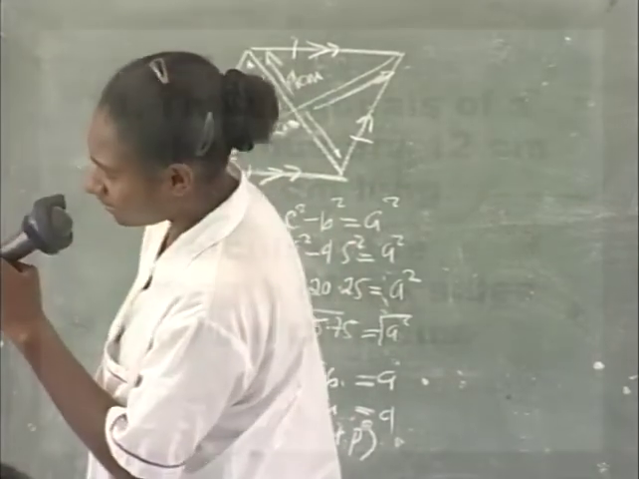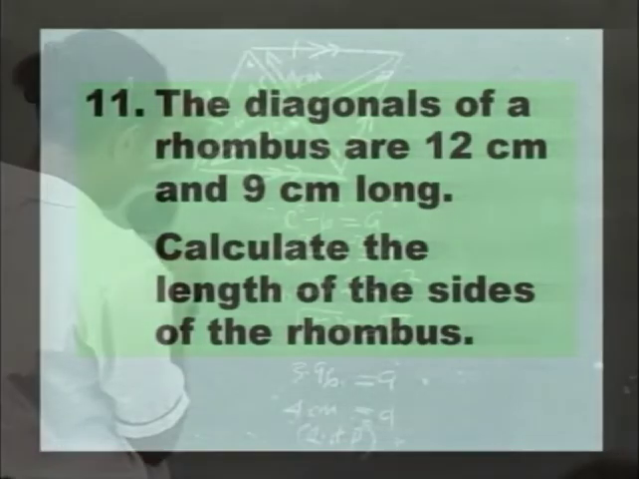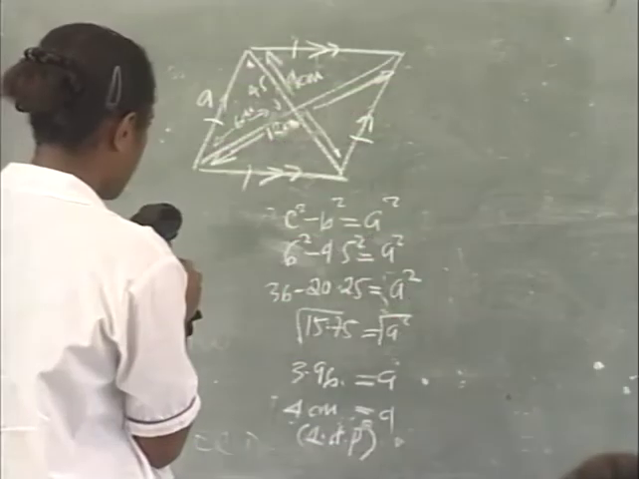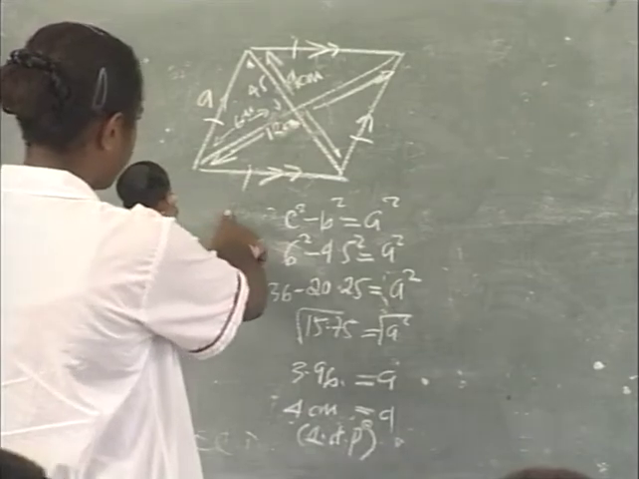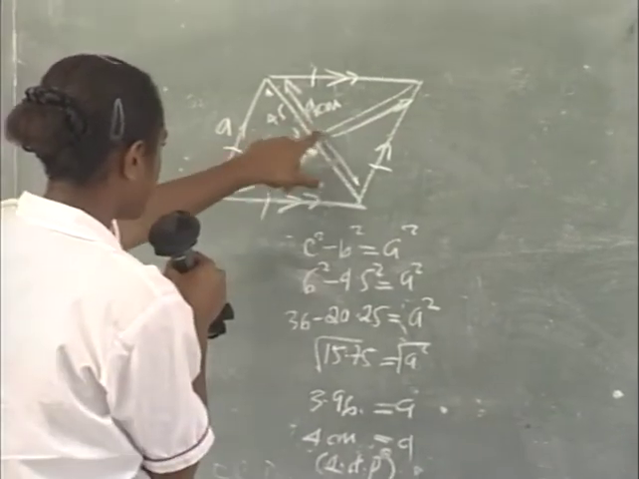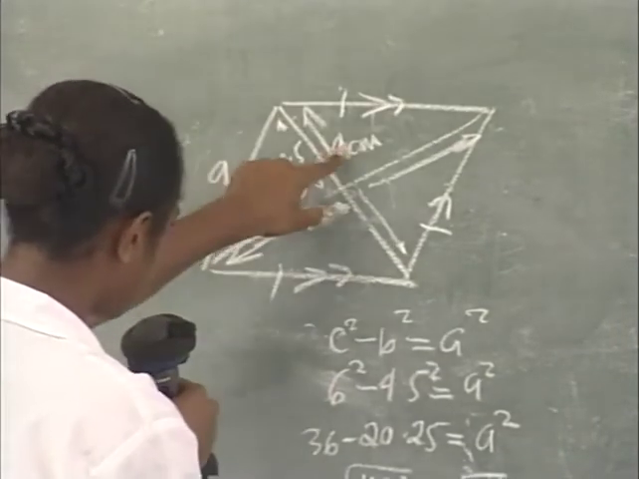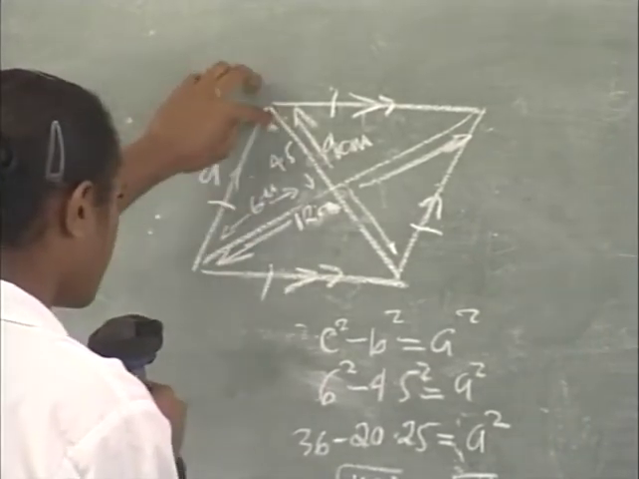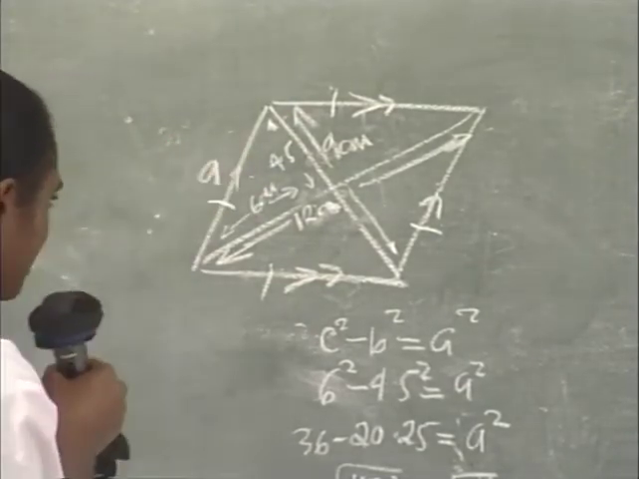The question reads, the diagonals of a rhombus are 12 centimeters and 9 centimeters long. Calculate the length of the sides of the rhombus. The longest diagonal is 12 centimeters and the shortest is 9 centimeters. To find the length, I use Pythagoras' theorem. As the diagonals bisect at right angles, this is equal to this one, and this is equal to that one. So 9 divided by 2 is 4.5, which is the perpendicular height. And 12 divided by 2 is 6 centimeters.